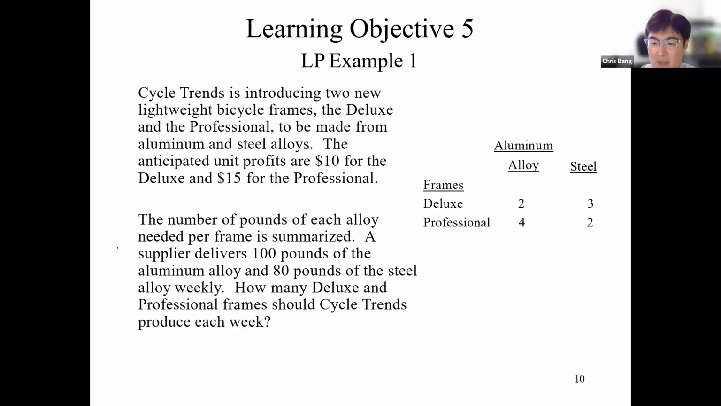In this example, Cycle Trains produces two bicycle frames, Deluxe and Professional. Each frame requires a different amount of aluminum and steel.